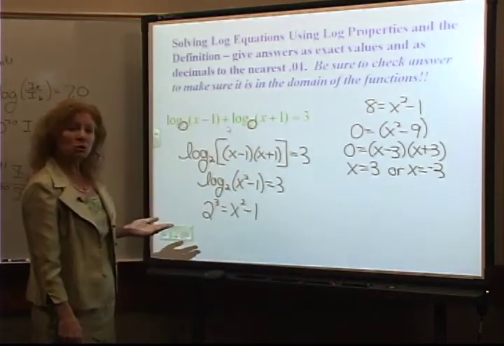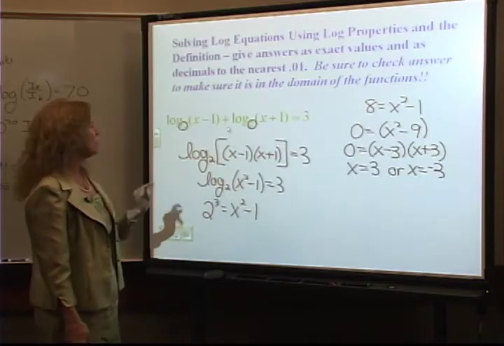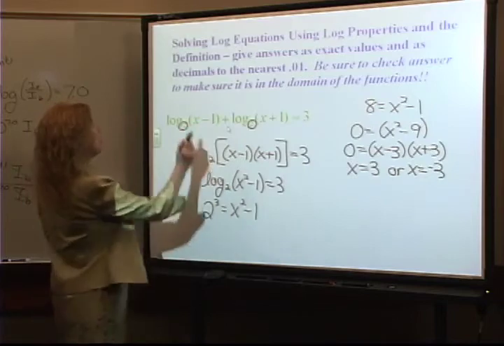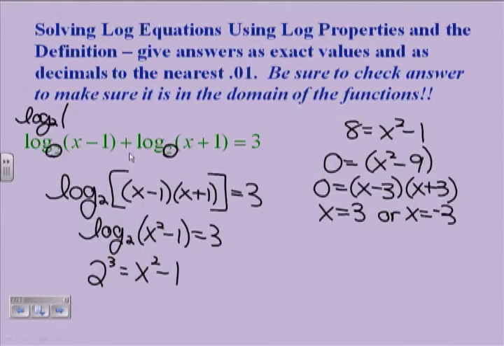Now, are two answers acceptable? Well, maybe, maybe not. Let's try to put them in and see what happens. If I put the 3 in, I have log base 2 of 3 minus 1, which is 2, plus log base 2 of 3 plus 1, which is 4. Will that equal 3? If you take just a minute, you might realize that's 1, that's 2. Yay, it works.